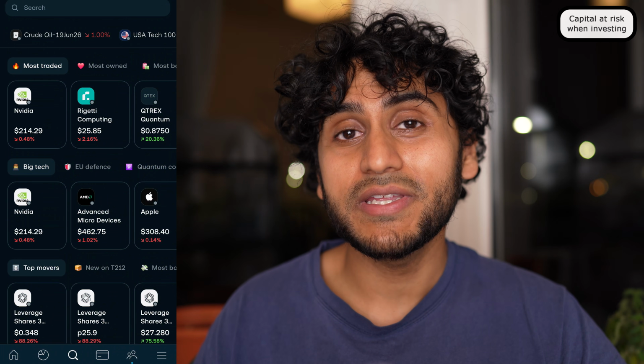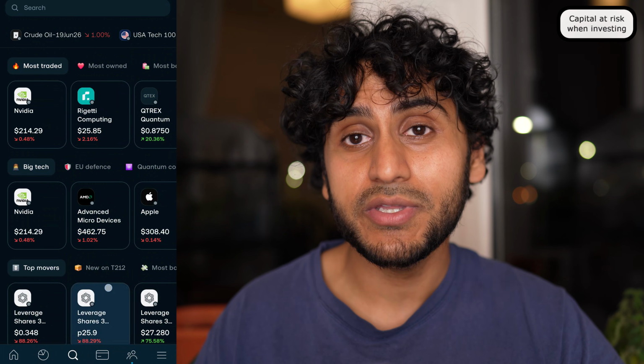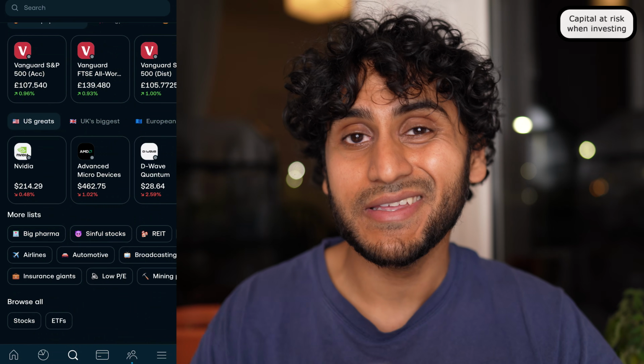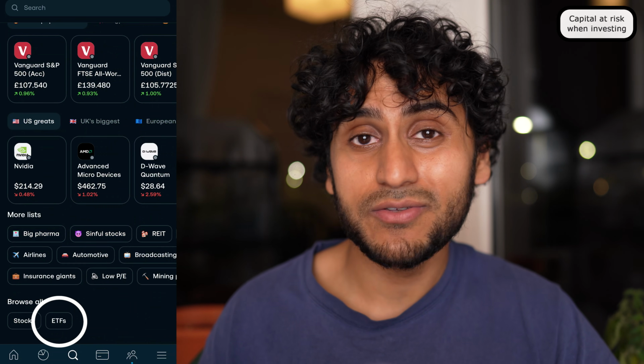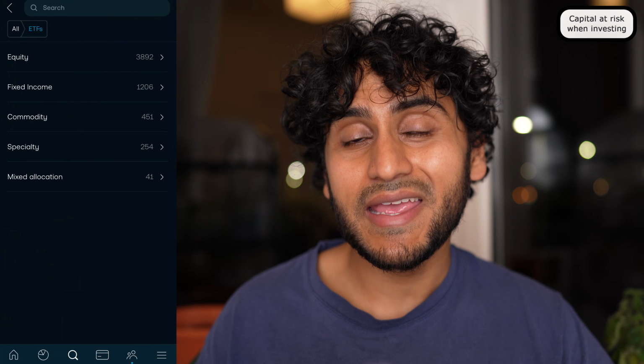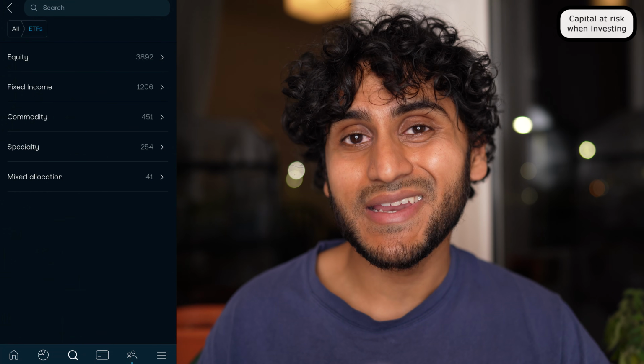Now, if you go into Trading 212 and into the search menu and then you scroll all the way down, right at the bottom, it does say browse all stocks and ETFs. Just press on ETFs, you'll see that a further list comes up with different classifications of ETFs. So let's just go through all of them.